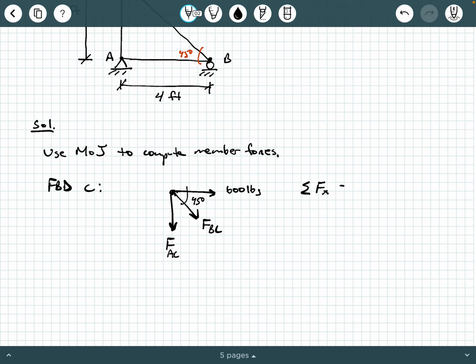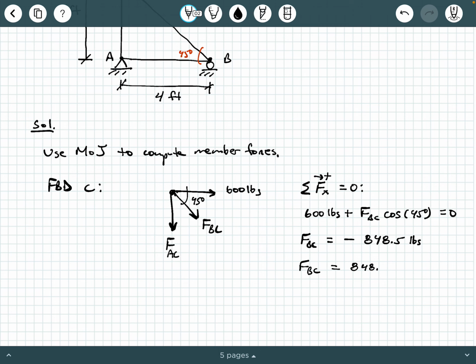The first one is going to be sum of the forces in the x direction equals 0. So we're going to say 600 pounds plus FBC times the cosine of 45 degrees equals 0. So FBC is going to come out to be a negative value. So we're going to say negative 600 divided by cosine 45, we get negative 848.5 pounds. Now, what does that negative mean? That negative means that that member is in compression, 848.5 pounds in compression.